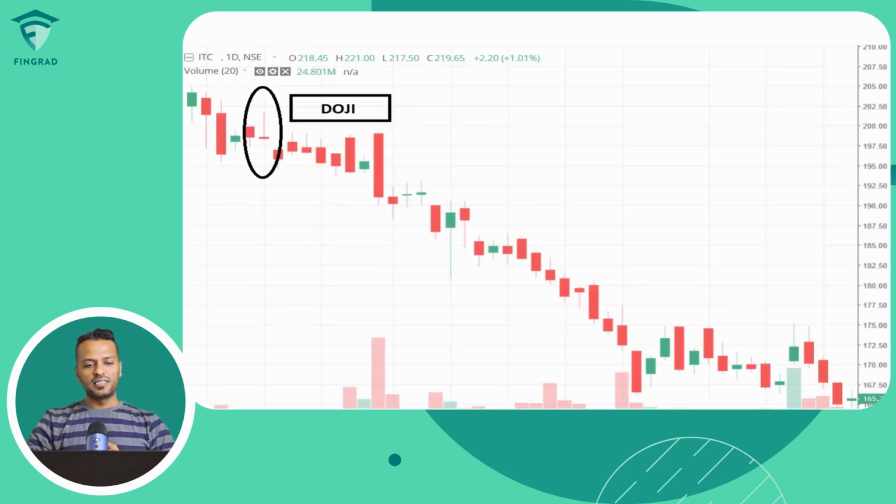Now this is a chart of ITC Limited. We saw a doji formation on the left hand side of the screen. It formed near the low of the candle. What did we understand so far? If it forms near the low of the candle, we could see selling pressure, which is what happened. The market almost fell 18 to 20% after the formation of this doji candle on the chart of ITC Limited.